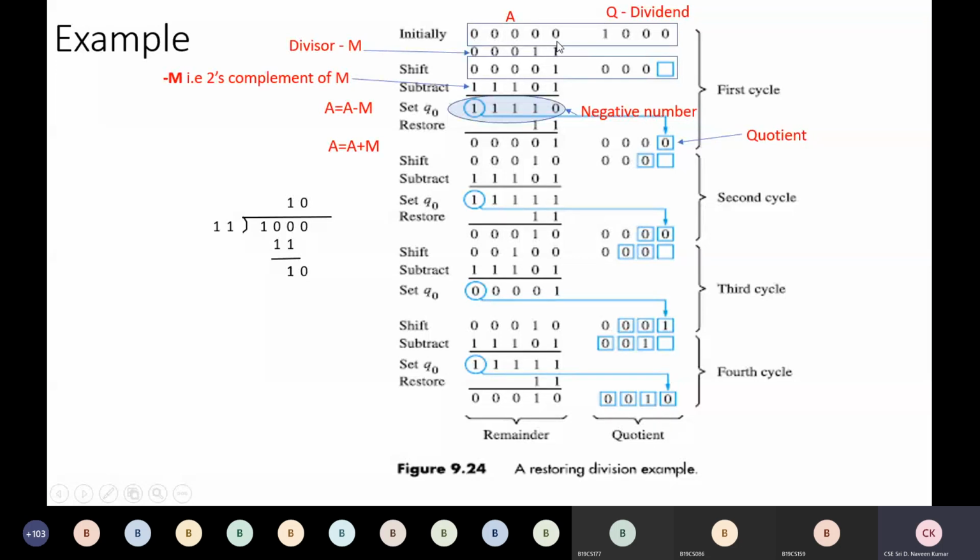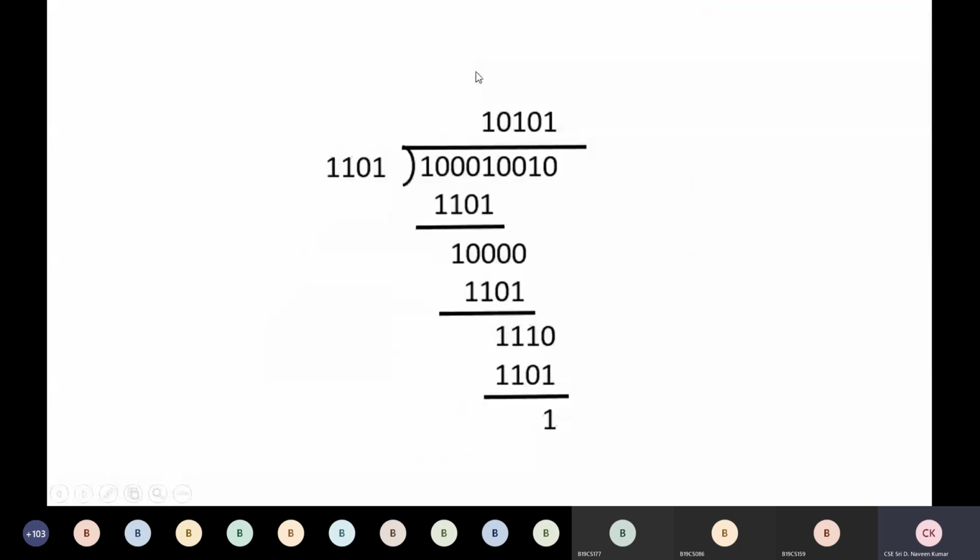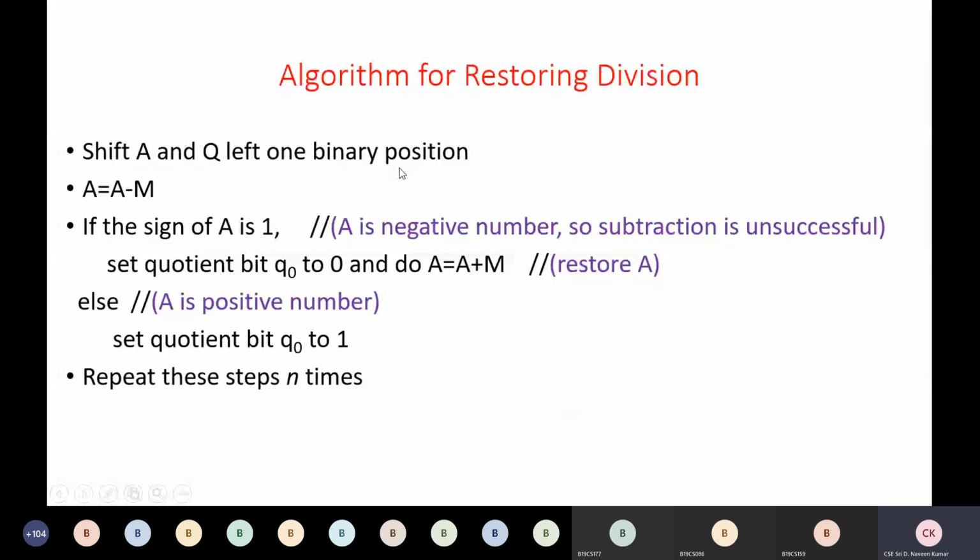A is all 5 zeros, Q is 1000, and M, the divisor, is 3 zeros and 1 1, so I can represent it in this way. M is also ready. So what is the first operation in the algorithm? As per the algorithm, the first operation is to shift AQ left by one binary position, then do A is equal to A minus M. Then check whether A is negative or positive.